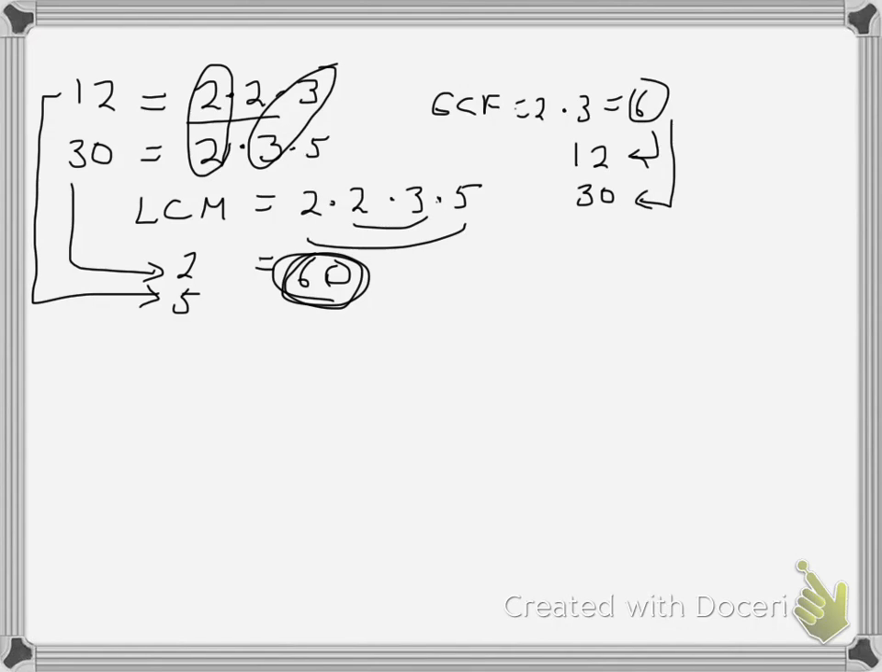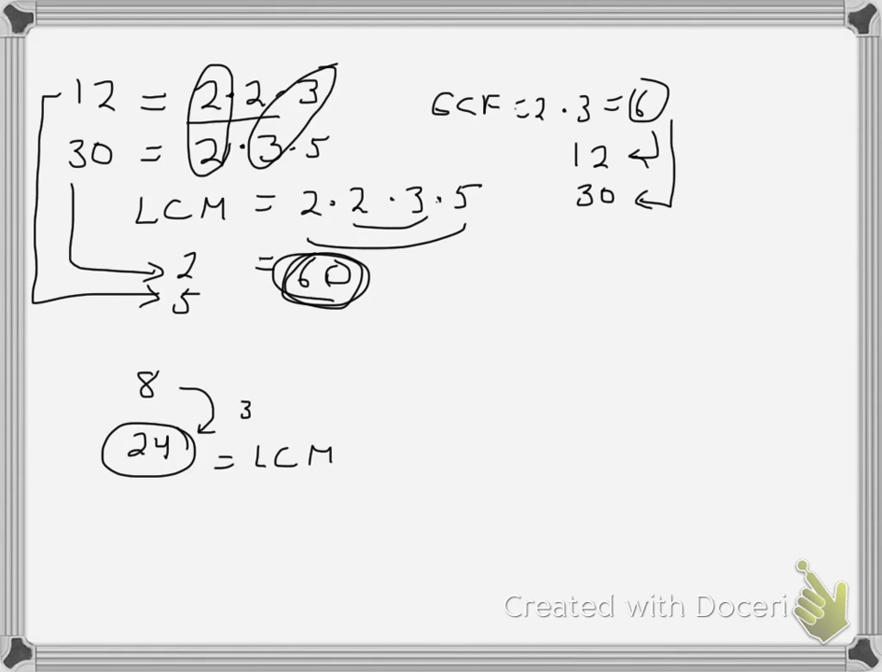Now, the only other thing I'd point out to you is this. What if I had the numbers, let's say 8 and 24, and I'm asking for the least common multiple? Well, notice 8 goes into 24 evenly. 8 times 3 is 24, so 24 would be the least common multiple. If one number divides evenly into the other, the larger number would be the least common multiple.